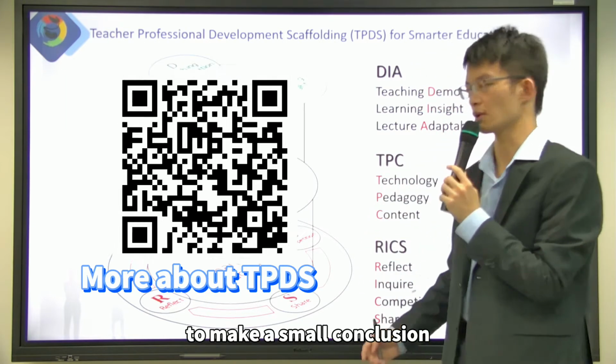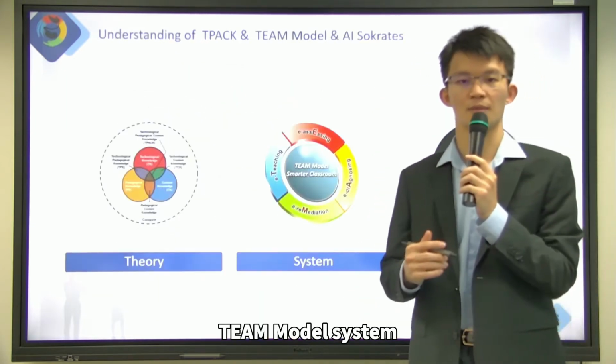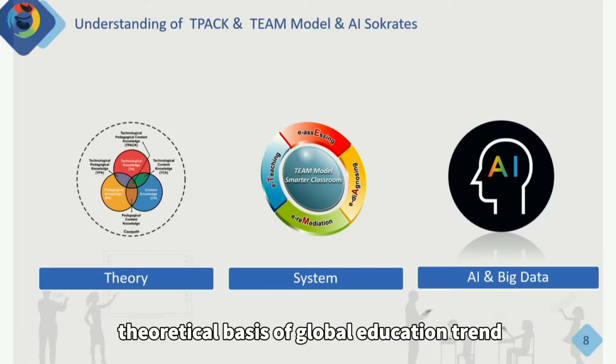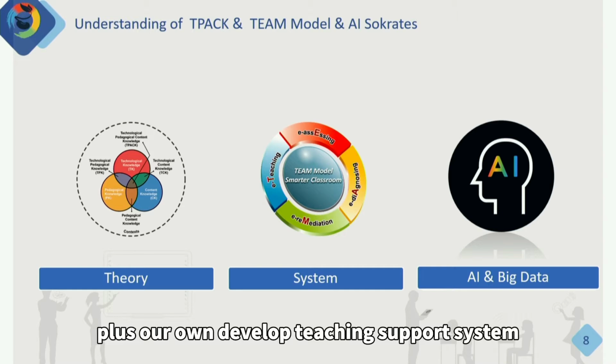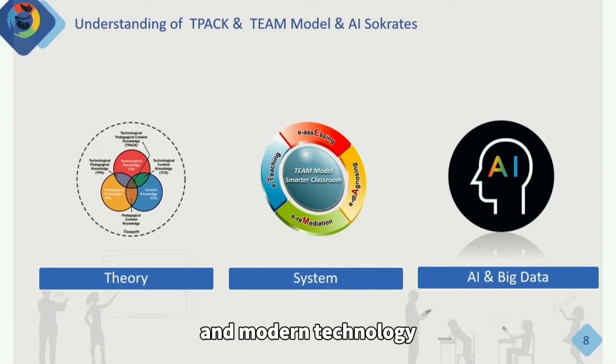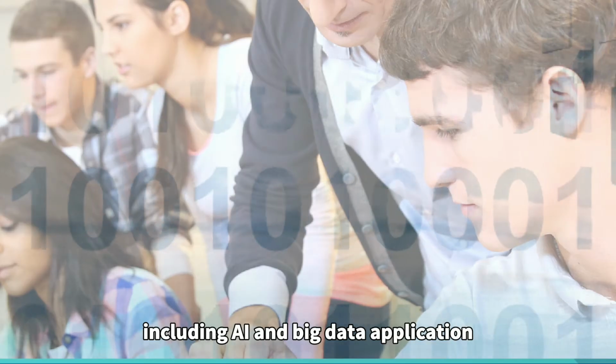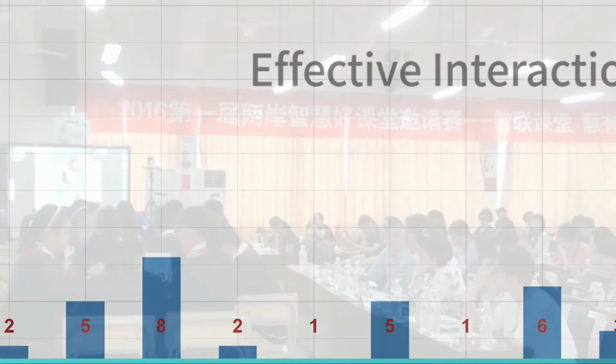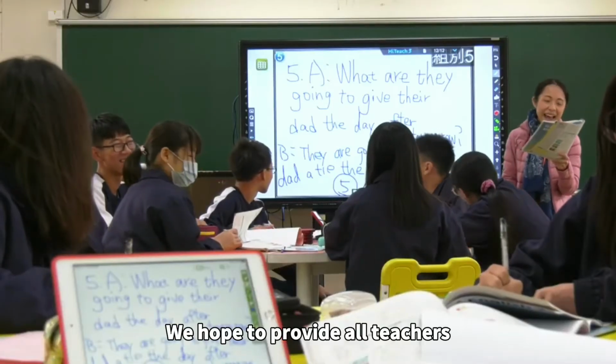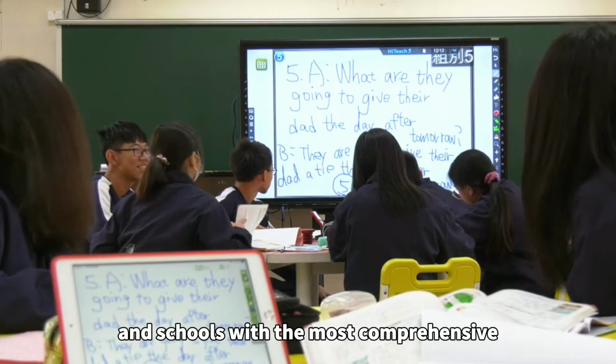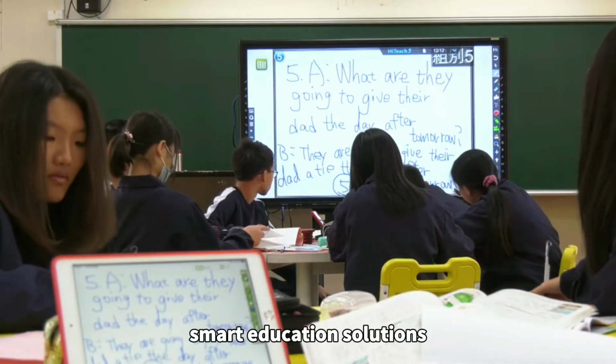To make a small conclusion, Team Model system is formed with a theoretical basis of global education trend, plus our own developed teaching support system and modern technology, including AI and big data application. We hope to provide all teachers and schools with the most comprehensive, smart education solutions.